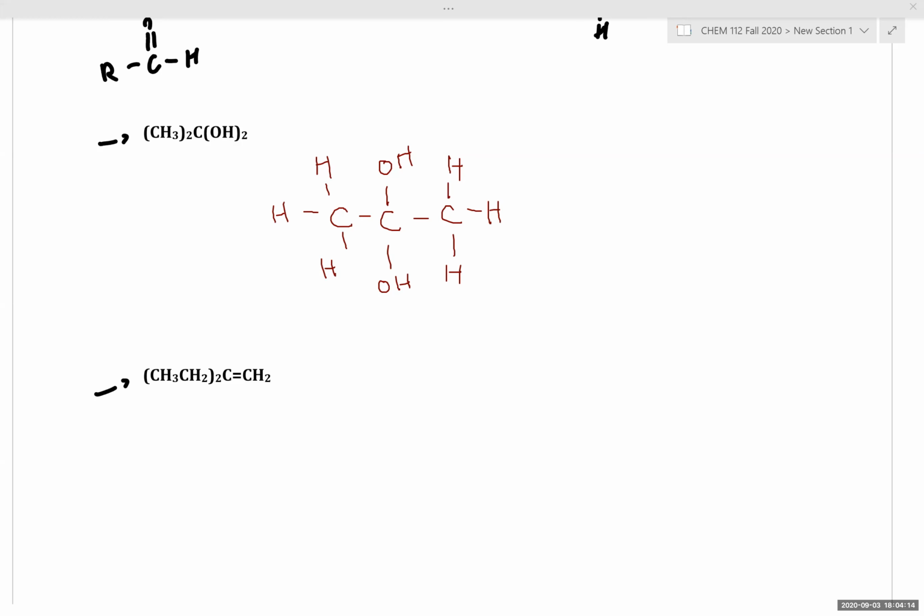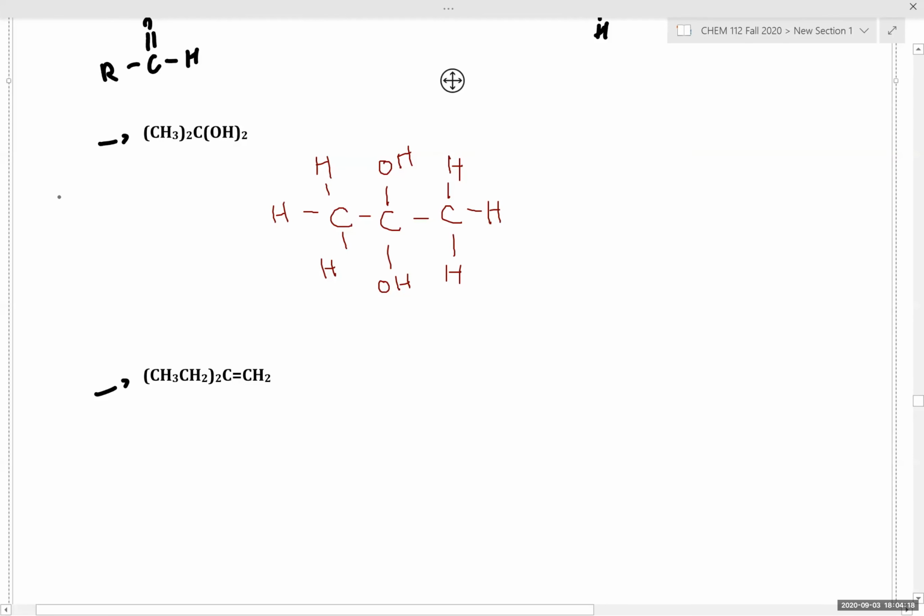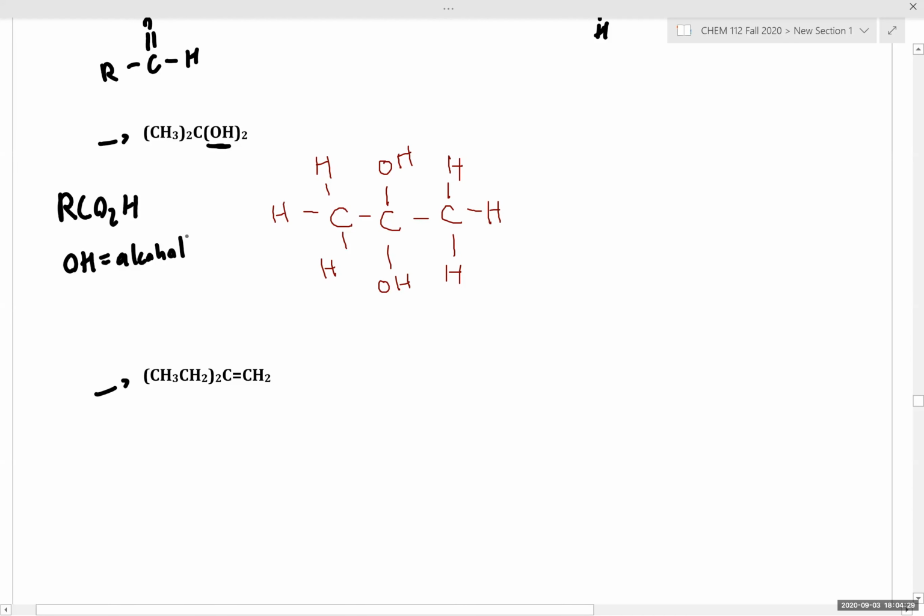So the first molecule, it doesn't quite have a carboxylic acid, which is of the form RCO2H. Instead, we see an OH functionality, which is known as an alcohol. For the second structure, the students in the chat are very correct in noting that we do have an alkene functionality.